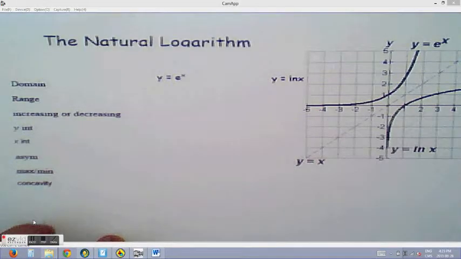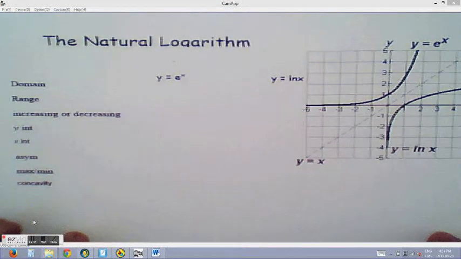All right, so let's take a look at the characteristics of both e to the x as well as ln of x. Let's first take a look at the domain. So over here, I have the graph of e to the x, the exponential, and then just on the other side of y equals x is our inverse function, ln of x. Notice they are a reflection of each other about y equals x.